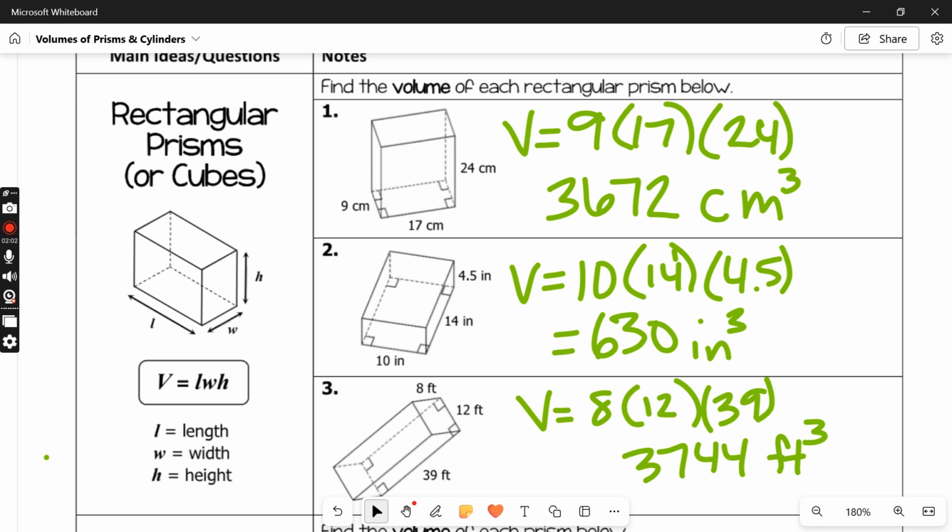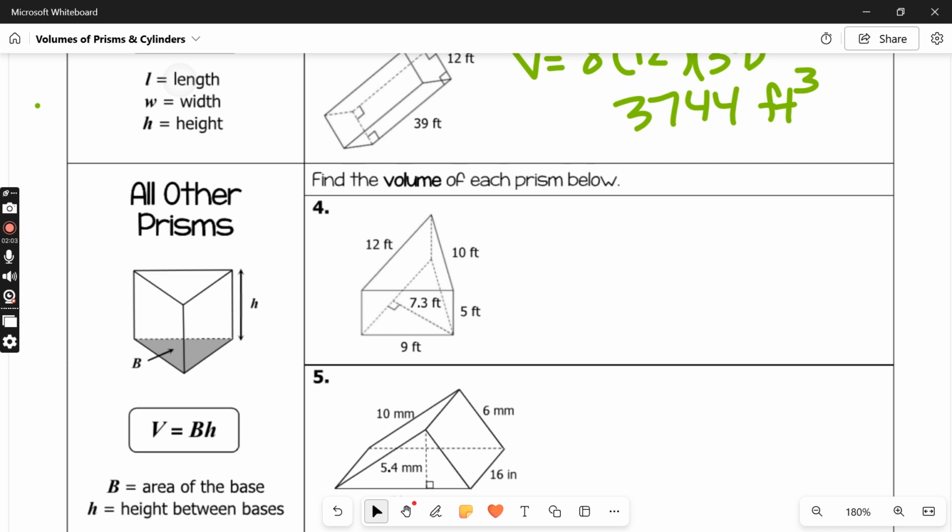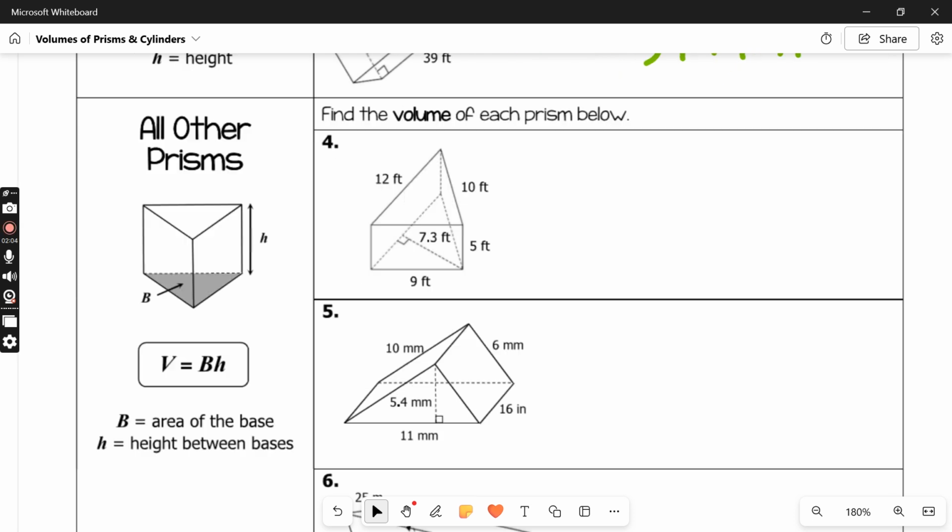Okay, then we're going to move on to some other prisms. Our formula for all other prisms is the area of our base times the height. So we'll find the area of our base, we'll find the height that's connecting our two bases. So when we're talking about height for this, we're talking about what's connecting our two bases.